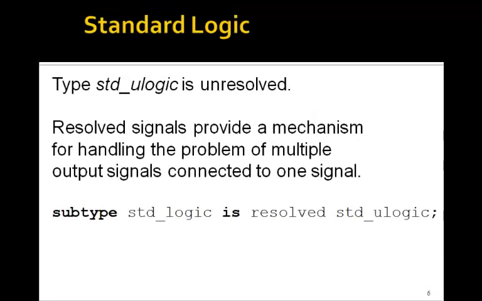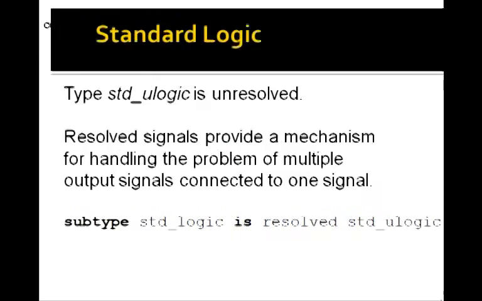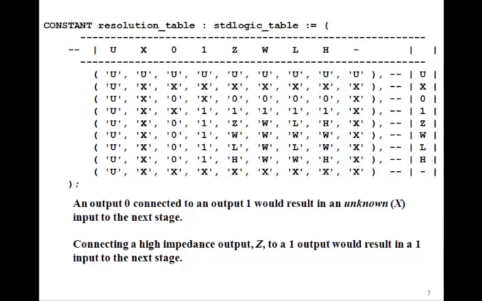Now, the reason for this is so that you can resolve the case where 2 outputs are connected to each other. The type std_ulogic is what's called unresolved, and a resolved signal provides a mechanism for handling the problem of multiple output signals connected to one signal. So std_logic is a subtype, which is a resolved std_ulogic, and there's a big resolution table that tells you what's going to happen.